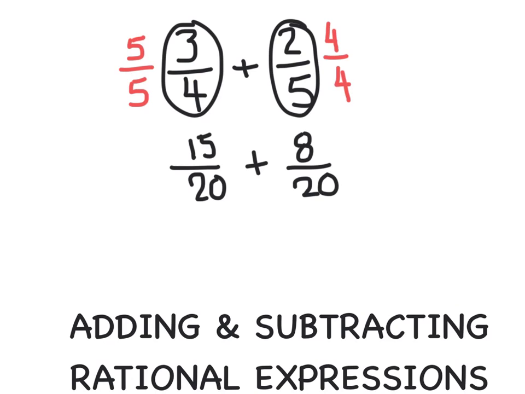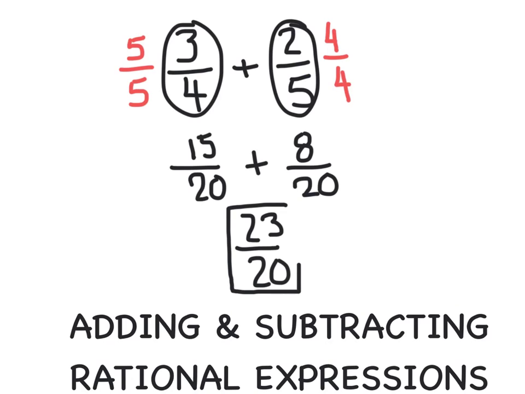Now I can add them together for a total of 23/20. Then we ask ourselves, can we reduce 23/20? Nope, that's the best we could do. That's the most simplified answer.